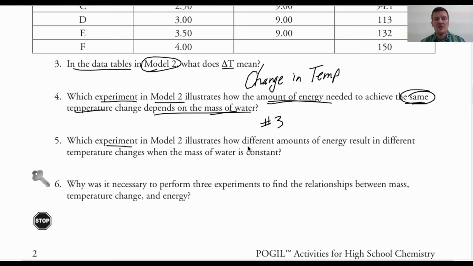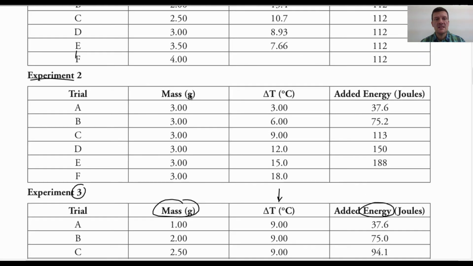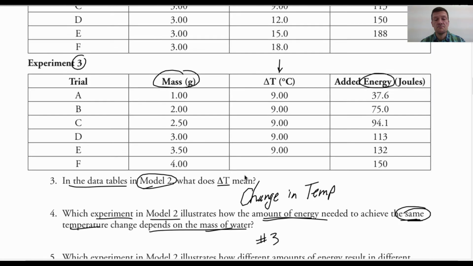Which experiment shows how different amounts of energy result in different temperature changes when the mass is constant? So which one has the mass constant? That would be here. That's experiment number 2.